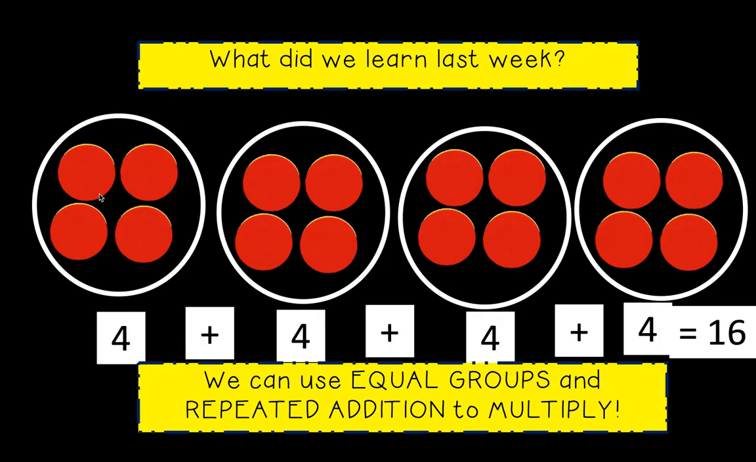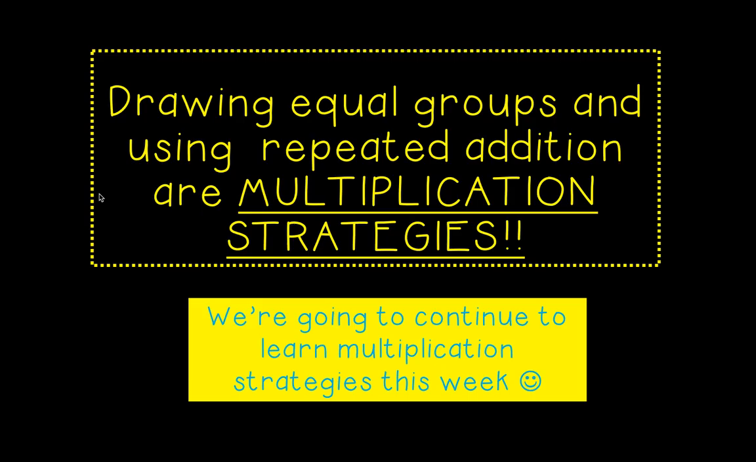So what did we learn last week? We learned that we can use equal groups, and then we can also use repeated addition to multiply. Remember, repeated addition means you're adding the same number repeatedly because you will have the same amount in each group. So drawing equal groups and using repeated addition are multiplication strategies. We're going to continue to learn multiplication strategies this week.